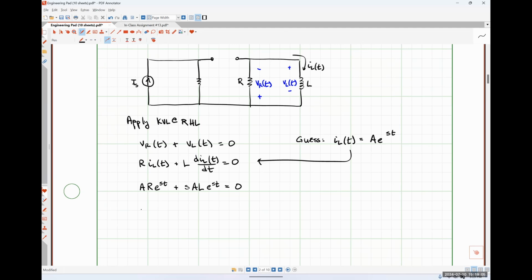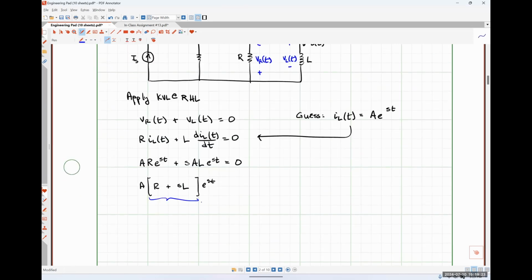And we can rearrange that just like we did earlier. So we'd have A and a common factor of e to the S t. And in the middle, we would just have R plus S L, where this R plus S L is our characteristic equation for this type of system. So we have R plus S L is equal to 0, which means S has to be equal to what?